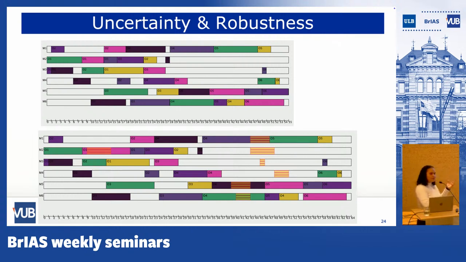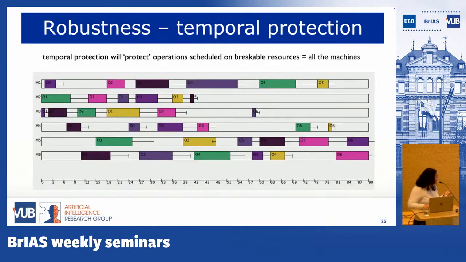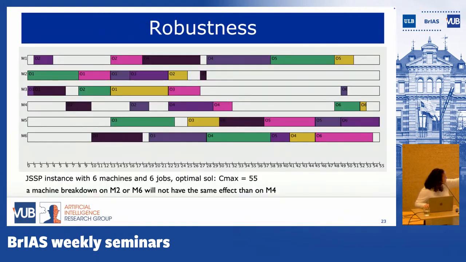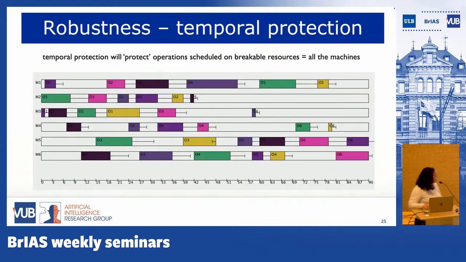So if you keep this idea into account, then you can see that if I use the temporal protection method that I was mentioning before, all the resources can be defined as breakable, and then you will end up protecting the operations in all of them. So our objective, if you protect all the operations here, then you will be telling the user, assuming this is days, that for the optimal solution you only needed 55 days, let's say, and if you protect everything, you will say that you will need 90 days.